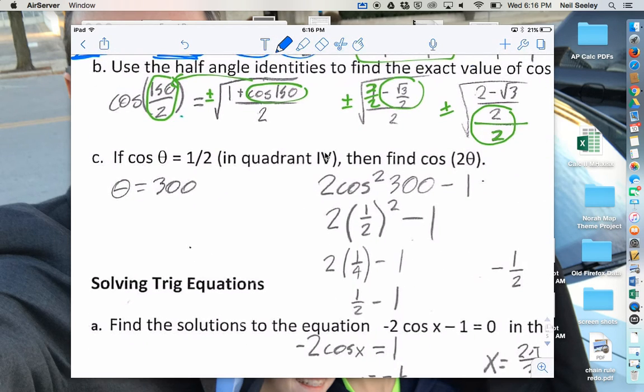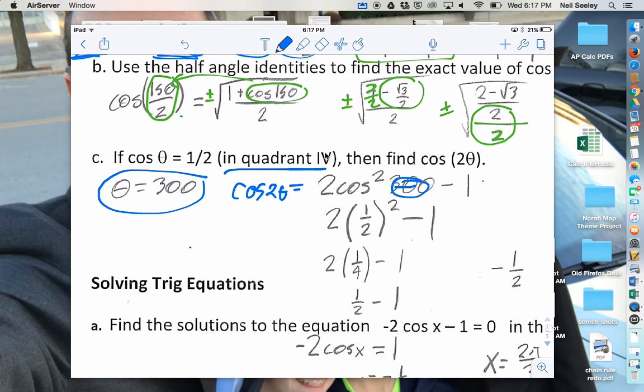If cosine of theta is a half in quadrant 4, that's actually a big help. You can come up with the angle itself: if you go to quadrant 4 and find where cosine of theta is 1/2, the angle's 300 degrees if you're doing it in degrees. But it's easier if you realize there's an identity that says cosine of 2 theta has 3 different identities, and one of them is 2 times the cosine squared of theta minus 1.